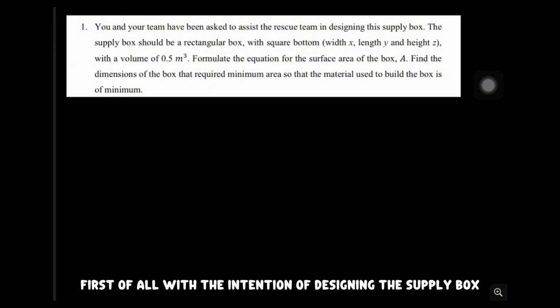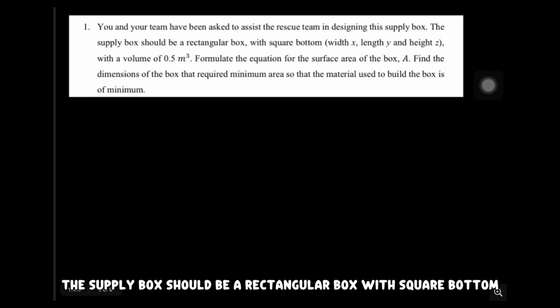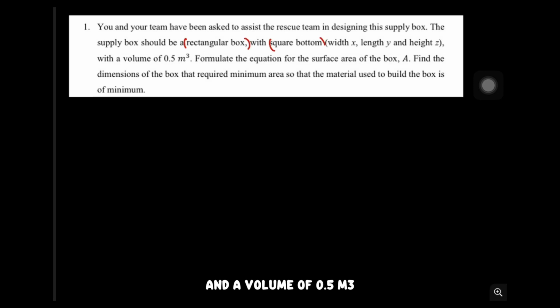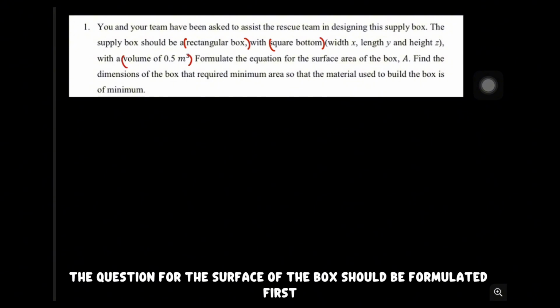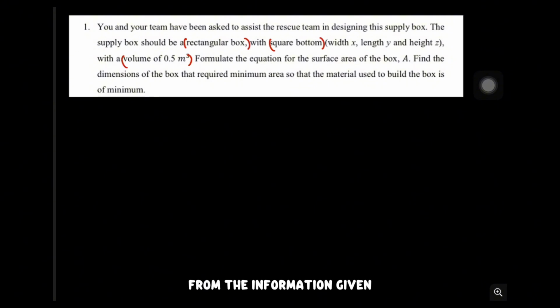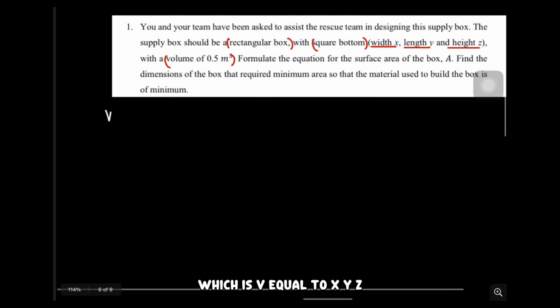First of all, with the intention of designing the supply box with the minimum amount of material, the supply box should be a rectangular box with a square bottom and a volume of 0.5 cubic meters. Therefore, the equation for the surface area of the box should be formulated first in order to find the dimensions of the box that require minimum area. From the information given, we know that the width of the box is x, length is y, and height is z. So, we can form an equation for the volume of the box, which is V = xyz.